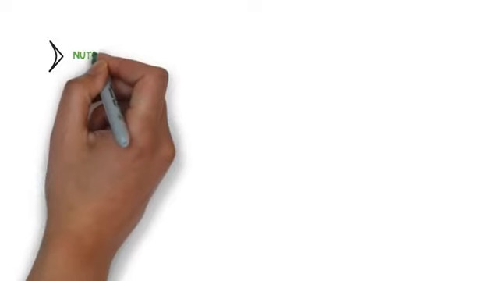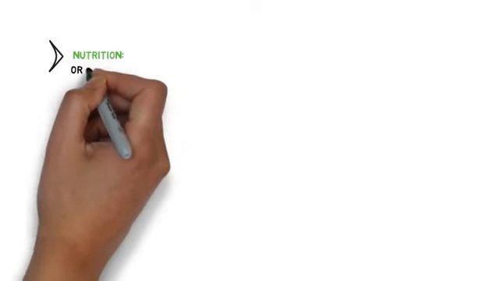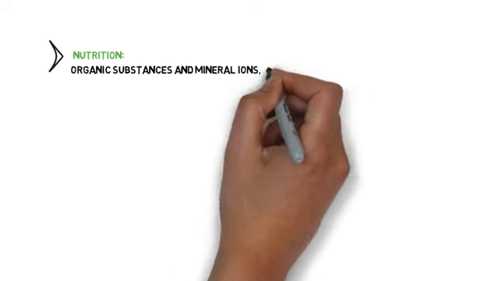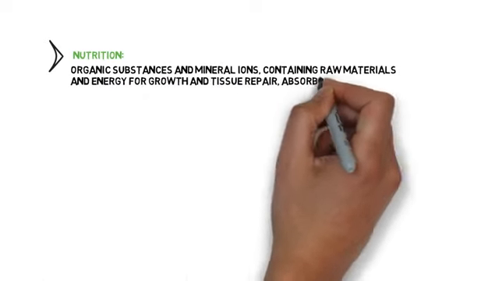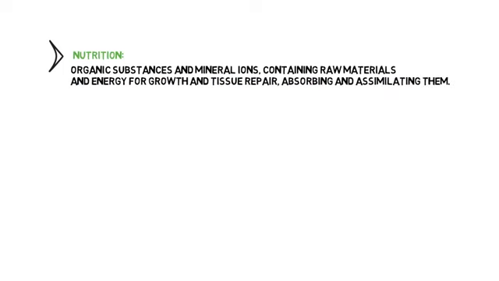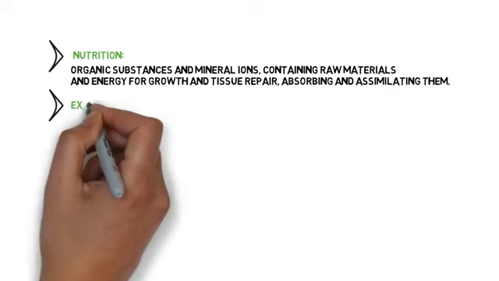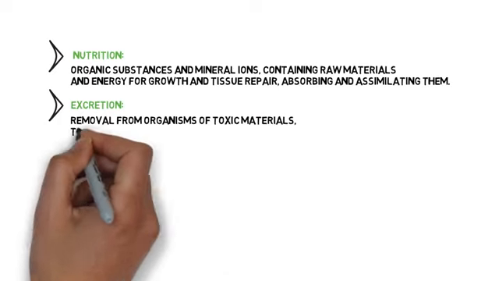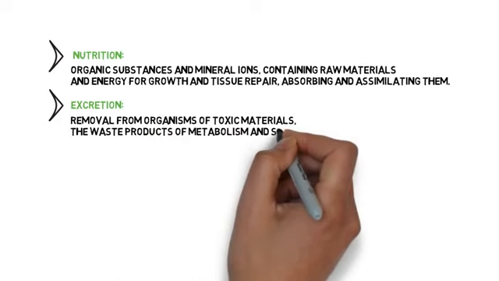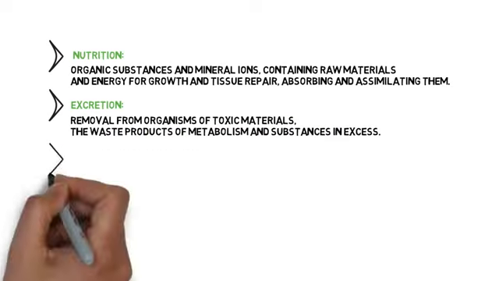1. Nutrition. Taking in nutrients, which are organic substances and mineral ions, containing raw materials and energy for growth and tissue repair, and absorbing and assimilating them. 2. Excretion. The removal from organisms of toxic materials, the waste products of metabolism and substances in excess.